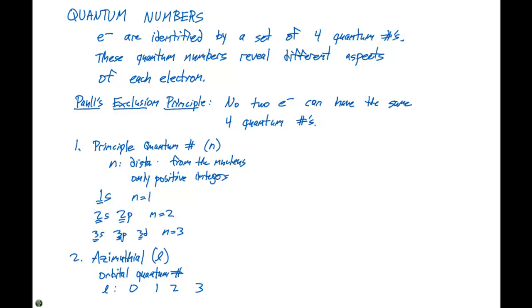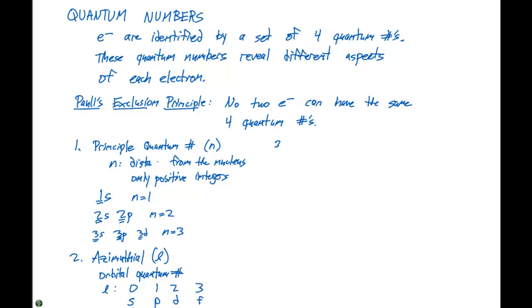If we're in an s orbital, the azimuthal quantum number is 0. If we're in a p orbital, it's 1. A d orbital, it's 2. And an f orbital, it's 3.